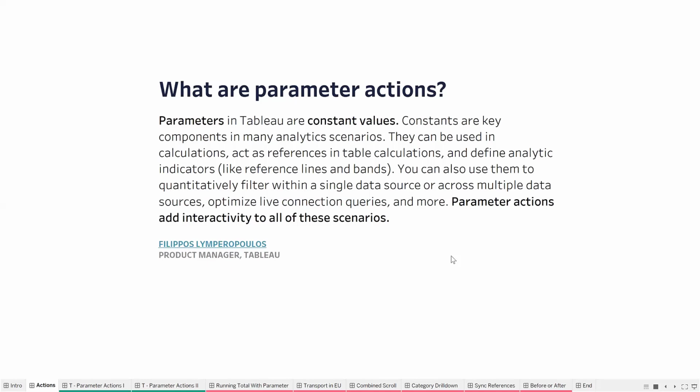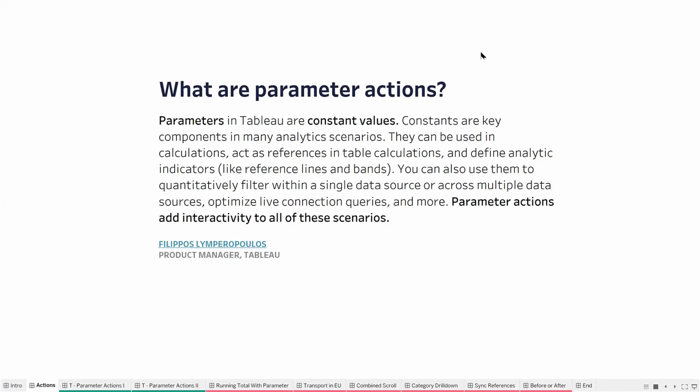So parameters in Tableau are constant values. They are key components in many analytic scenarios. And of course, they can be used in calculations, in references, table calculations, and to define analytic indicators. You can also use them quantitatively and as a filter within a single data source or across multiple data sources. You can, of course, optimize live connection queries, and you can do a lot more on that. So parameter actions, in short, add interactivity to all of these scenarios. And the interactivity is the key aspect of a parameter action.